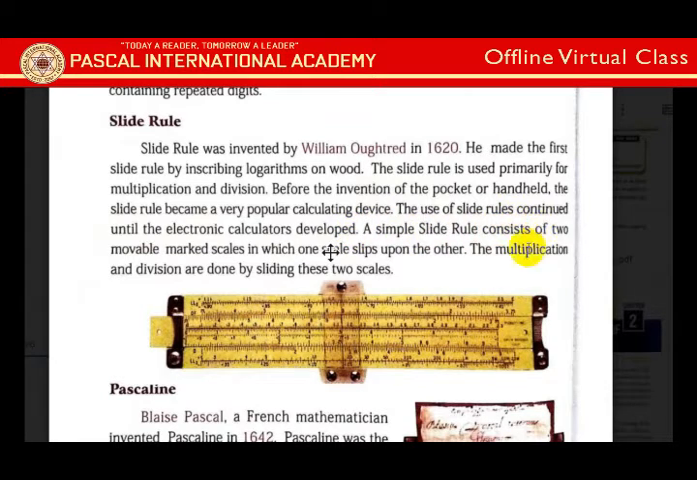A simple slide rule consists of two movable marked scales in which one scale slips over another. The multiplication and division are done by sliding those scales. Actually, two scales are kept aside, and the middle one you can see will slide, and wherever this line goes, there will be the correct answer, multiplication also, division also. This is the feature of the slide rule. The main feature is that it makes things very easy. Just slide it and the answer will be there on this thin line.